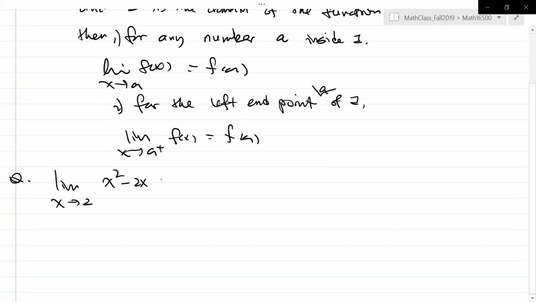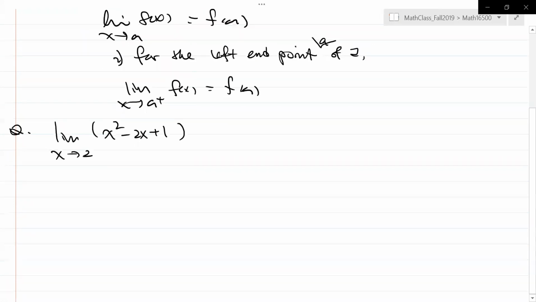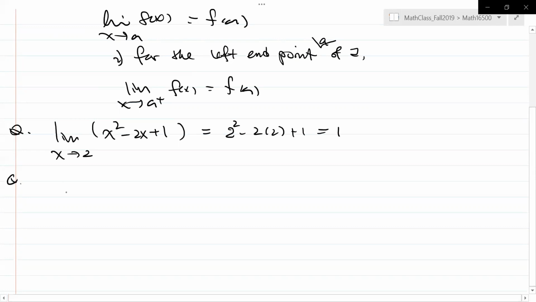The first example is to find the limit of x squared minus 3x plus 1 as x approaches 2. Look at that. The domain of this function is the whole line, because a polynomial is defined for any x. So the number 2 is inside the domain, so all you have to do is evaluate the function at 2. Then you can get the answer quickly.